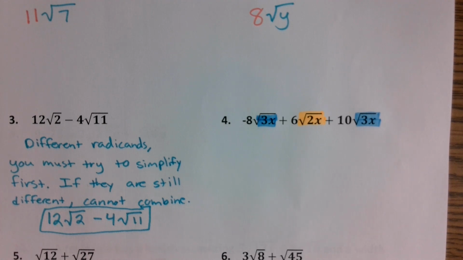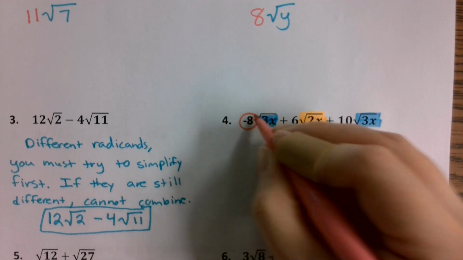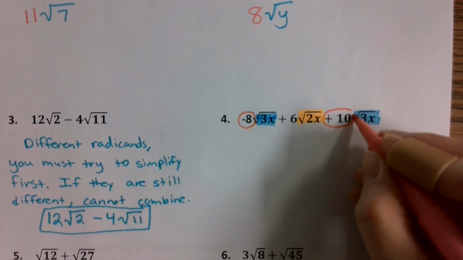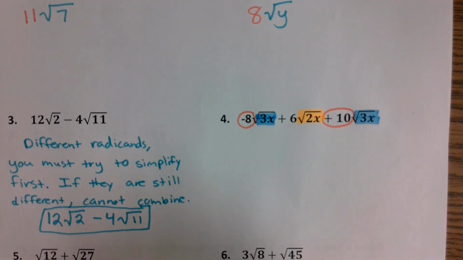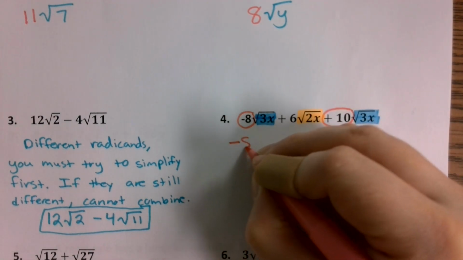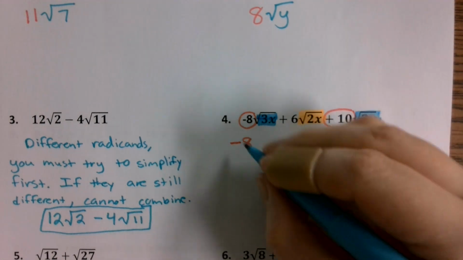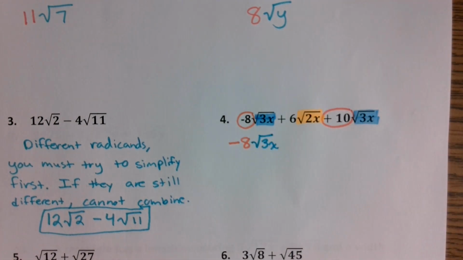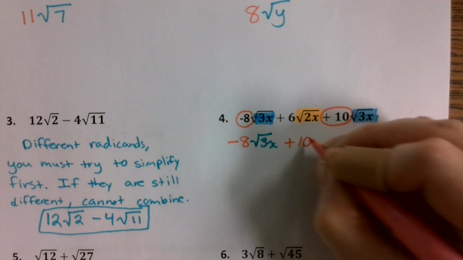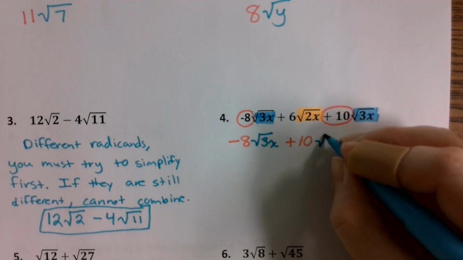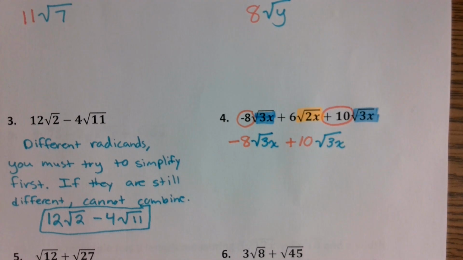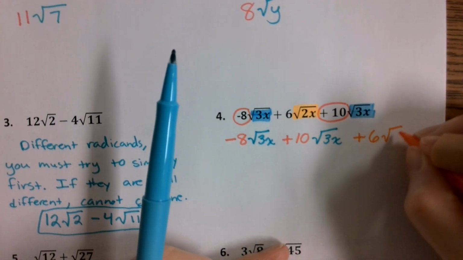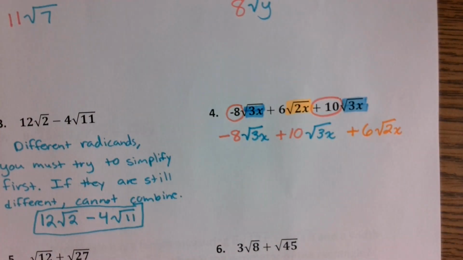So we're going to focus first on the negative 8 square root of 3x plus 10 square root of 3x. I'm going to rewrite these so that they're side by side. When they're like radicals, I like them to be side by side. So negative 8 square root of 3x plus the 10 square root of 3x. And then what's not like is plus the 6 square root of 2x. That one is the one that's different.